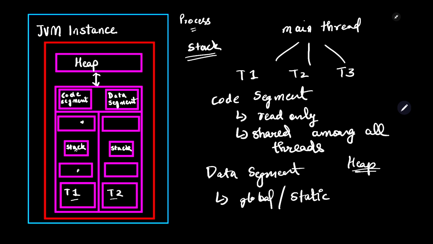Next is the program counter. This area holds the address of the next instruction to execute. This particular area is also specific to a given thread. And this is the program counter.